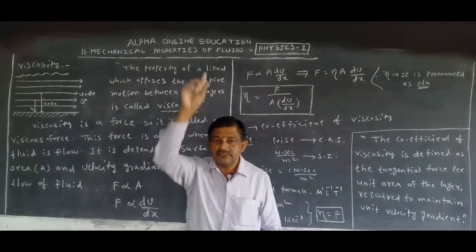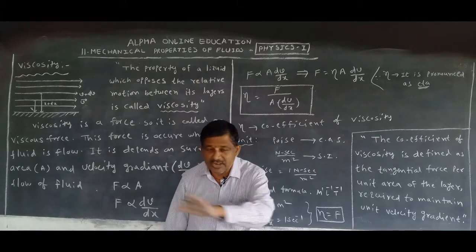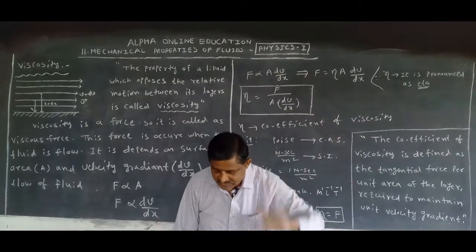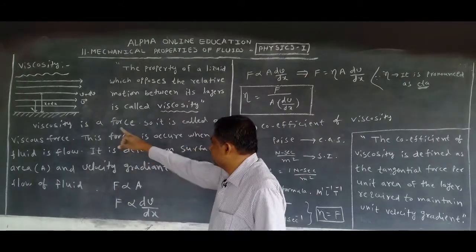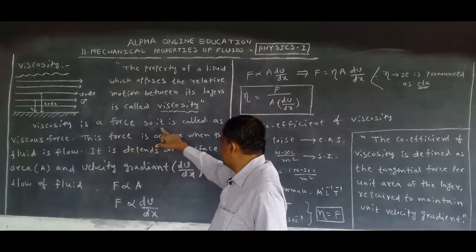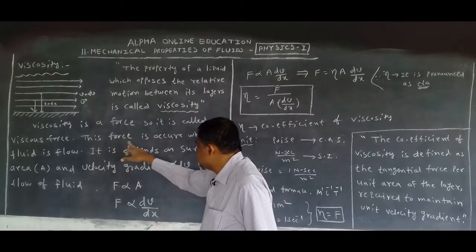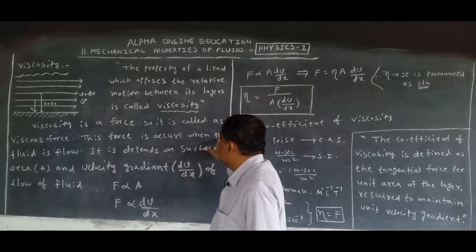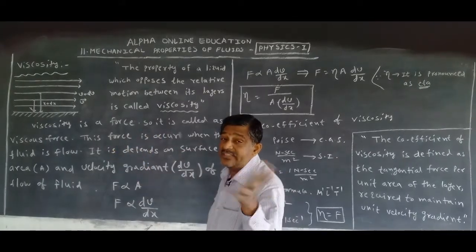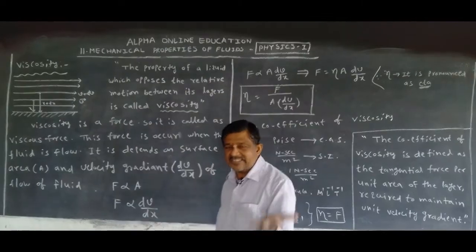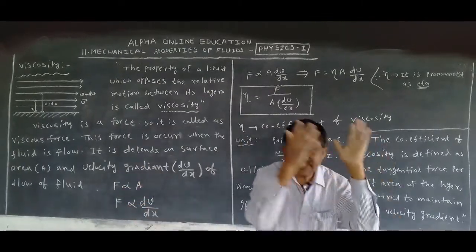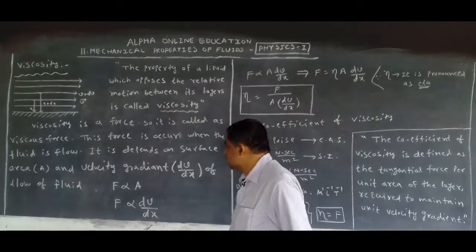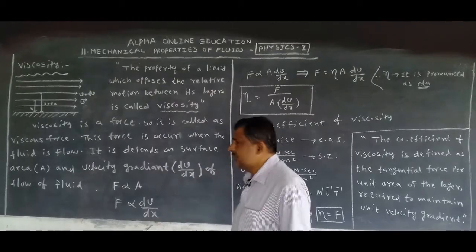Listen carefully. When the viscous force increases, the liquid does not flow properly. The liquid does not move with high speed, and the velocity gradually decreases. Viscosity is a force, so it is called viscous force. This force occurs when the fluid flows. If the fluid does not flow, the viscous force term is not discussed. Only when the liquid flows can we discuss viscous force.